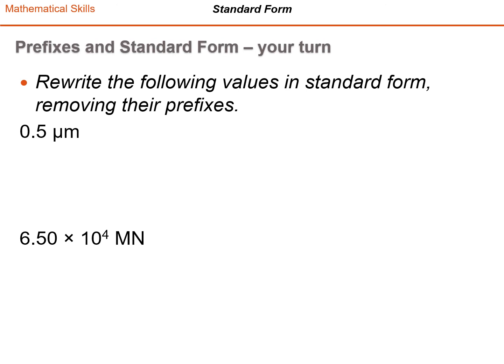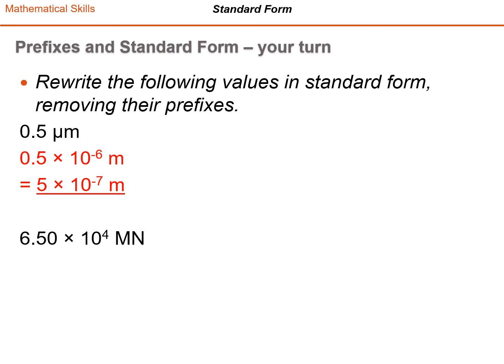So the first example there, 0.5 micrometers. The micro symbol, the mu symbol, represents 10 to the power of minus 6. So we can write 0.5 times 10 to the power of minus 6 meters. If you enter that in your calculator, you will get 5 times 10 to the power of minus 7 meters.